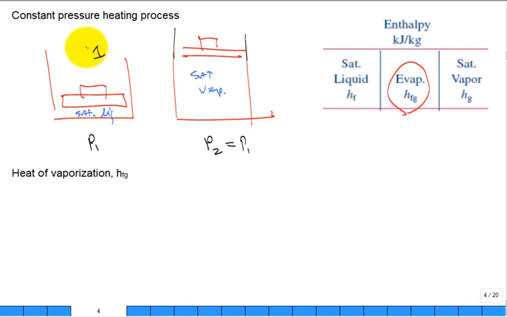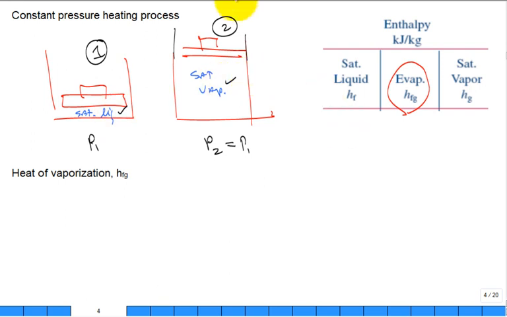If this is state 1 and that's state 2? Yes. You just draw a free body diagram of that piston and elevation doesn't come into play. Okay, so P1 is equal to P2. That's how you have a constant pressure heating process that goes from saturated liquid to saturated vapor.